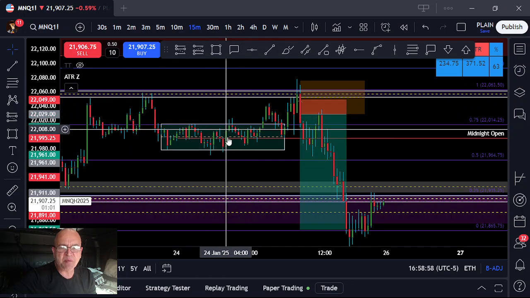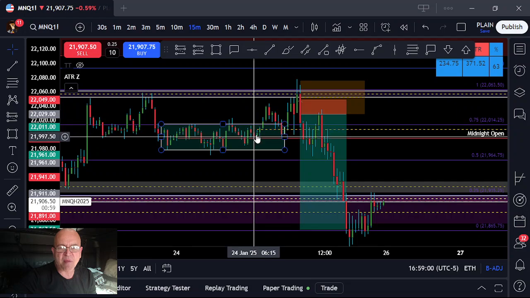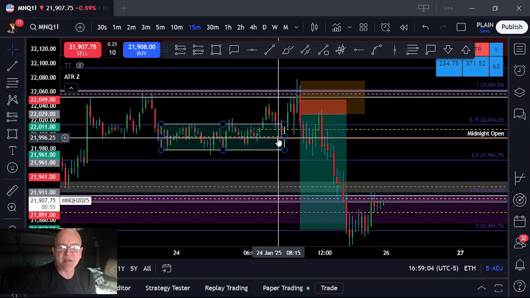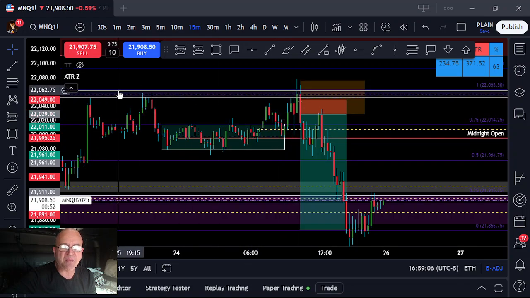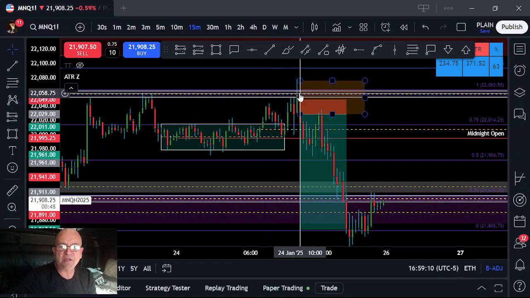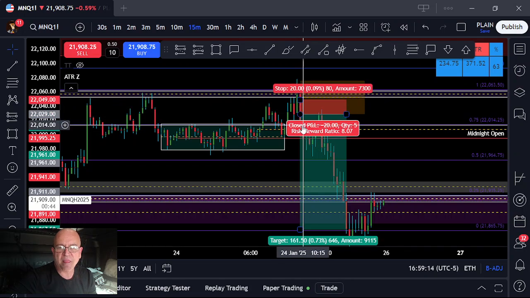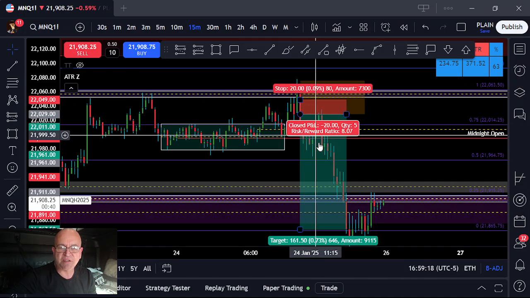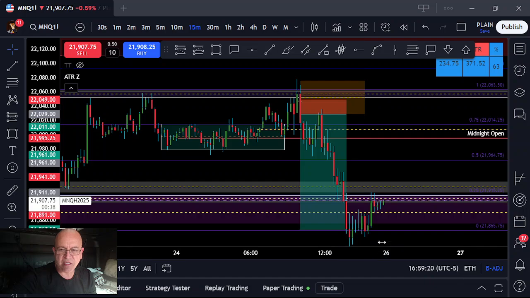We had range manipulation here, then we came back into range, popped up, swept that high, didn't break the low, swept through this high and that high, couldn't close above the midline of this fair value gap, and got a change of state of delivery. Took the trade and just let it go.